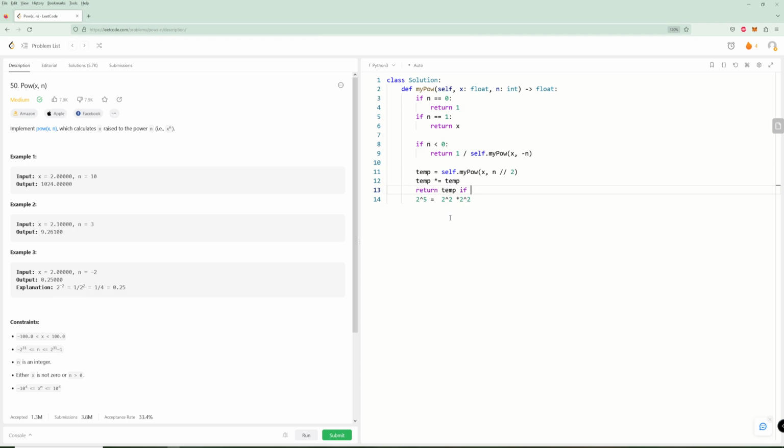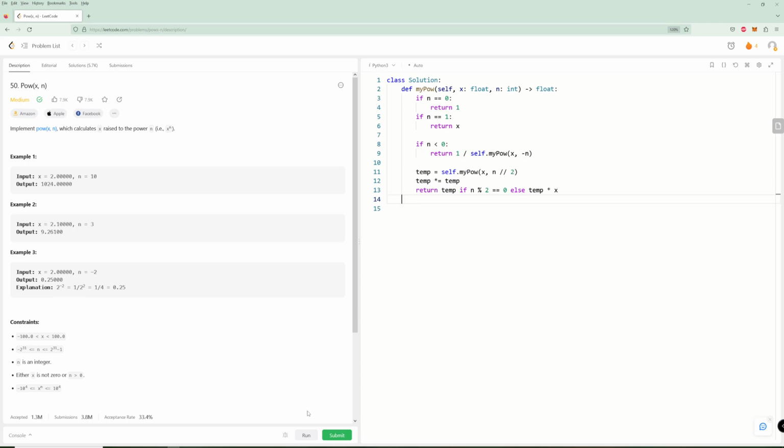So we need to return temp if n mod 2 equals 0, meaning the exponent is even, but for this case we need to multiply it by the base one more time. But if we had 2 to the 4th, then it would just be 2 squared times 2 squared, right? So if it's even, we can just return temp squared. Essentially, this is just temp squared without using the power. And otherwise, we need to return temp times temp times the base one more time. So if this is even, we do this, else temp times x.